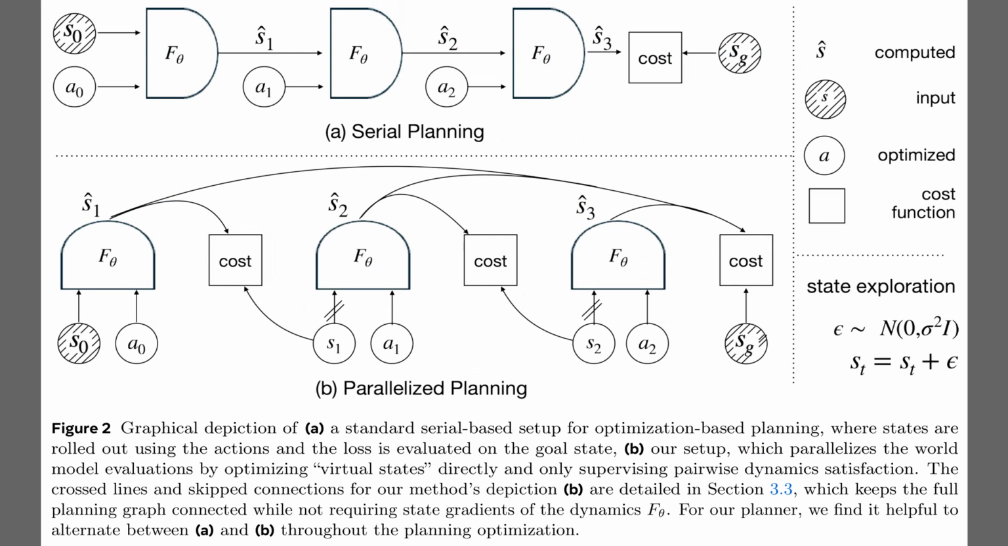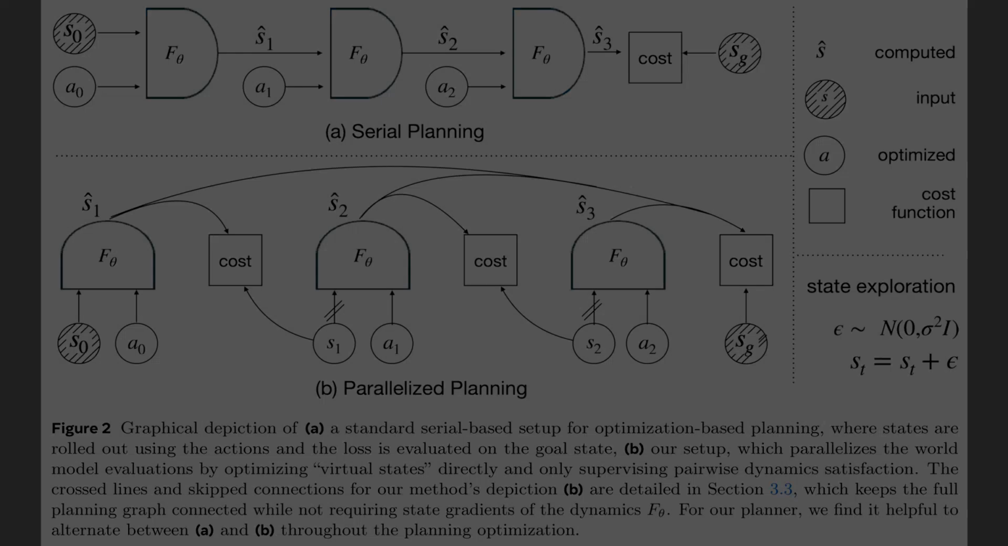Figure 2 illustrates exactly how the method achieves this stability. The top panel shows the standard serial planning approach, where errors must flow backward through a long, sequential chain, often causing unstable gradients. In contrast, the bottom panel introduces parallelized planning. Here the method breaks the chain by treating intermediate states as independent variables that are optimized simultaneously. Crucially, the crossed lines on the state inputs indicate a gradient stop, which prevents the optimizer from exploiting brittle patterns in the high-dimensional vision model.